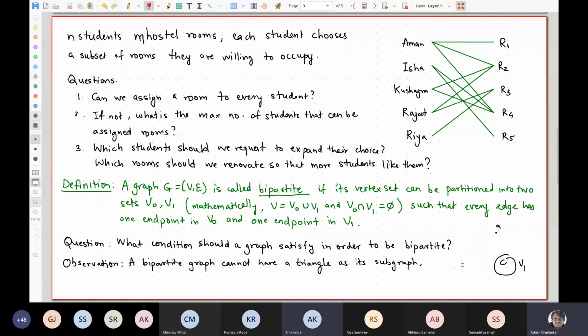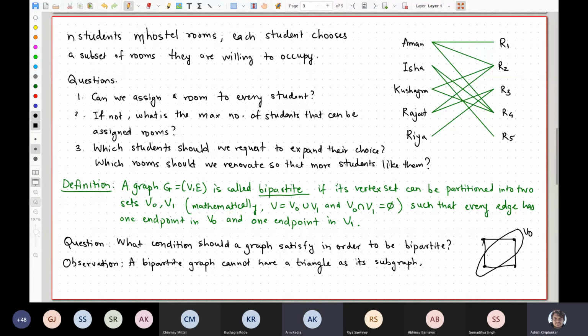Any polygon? Yes, sir, any polygon. What about a square? So a square also cannot appear. Odd length cycles. This also is not possible because in any subgraph we'll have at least two vertices of the square, so then I can make this my V0 and the remaining vertices my V1, no?